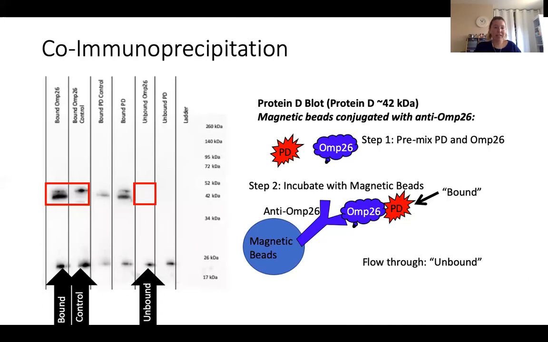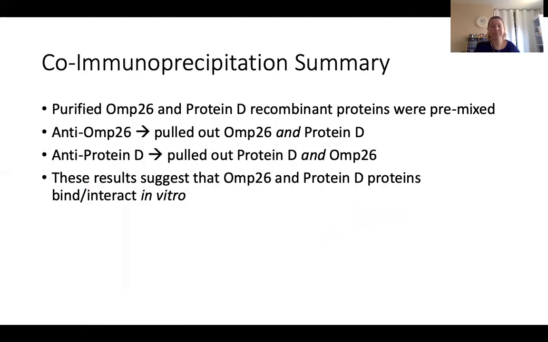We can see in the bound sample, protein D is present. There's also a little bit present in the control, but that is due to the cross-reactivity. And there is none present in the unbound samples. So this confirmed that they are interacting once again.